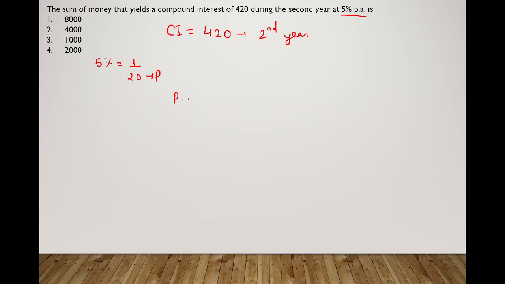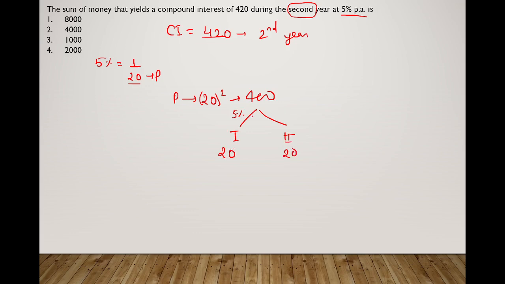So if the principal for 1 year is 20 units, then because we need to calculate for 2 years, and we have the value of the second year compound interest, how much is the principal in the second year? 400. So let's see how much interest at a rate of 5%. How much interest in the first year? First year is 20, and second year is also 20.